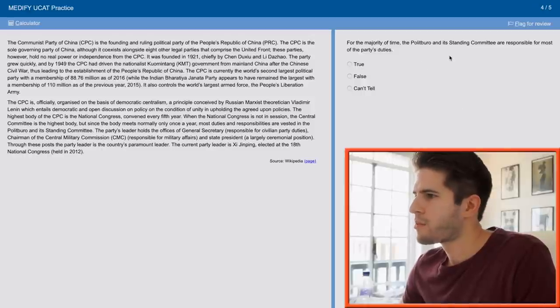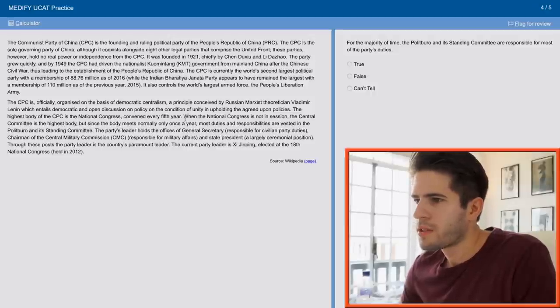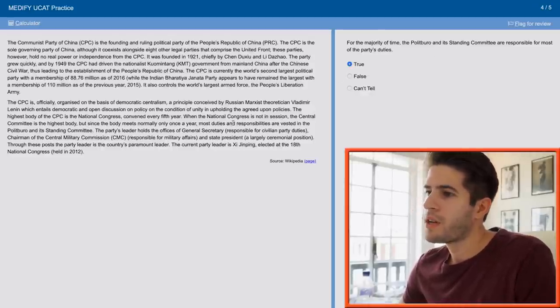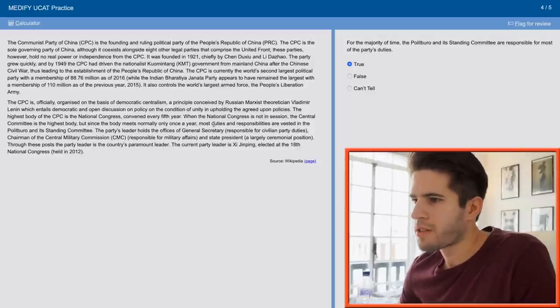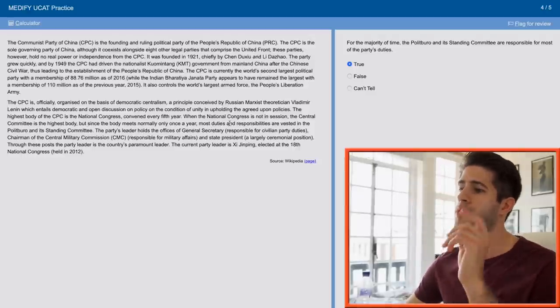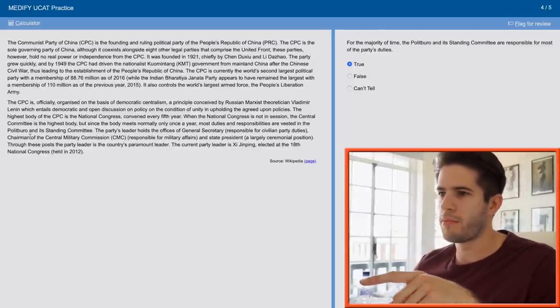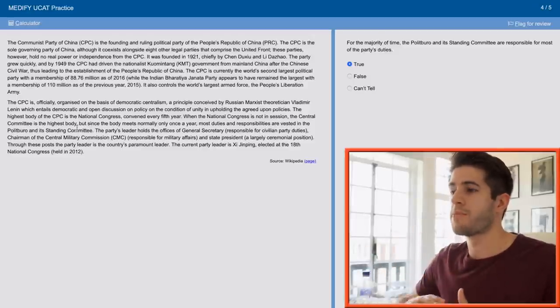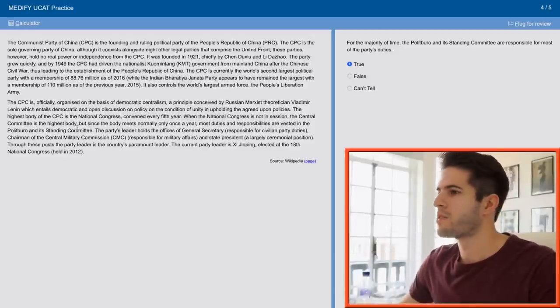For the majority of the time, the Politburo and its standing committee are responsible for most of the party's duties. Okay, let's find that word, Politburo and standing committee. Okay, here. Most duties and responsibilities are vested in the Politburo and its standing committee. For the majority of the time, can we say that that's true? So this doesn't really talk about time. The body meets once a year. Most duties and responsibilities are vested in the Politburo. So that is a majority of the responsibility, but it doesn't mean that it's for the majority of the time. So I'm going to go with can't tell.